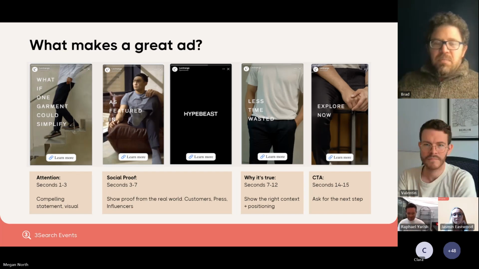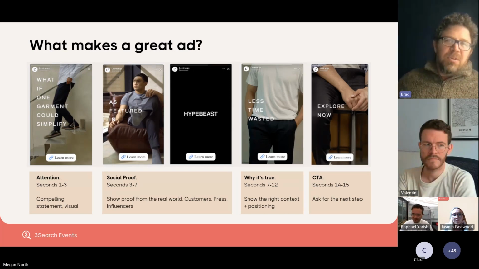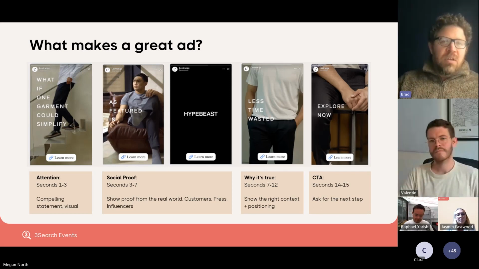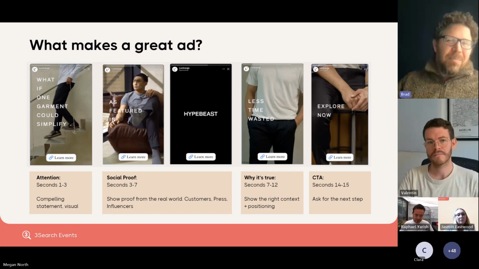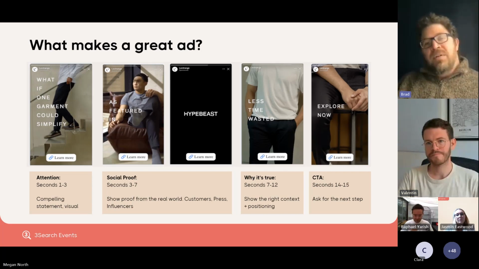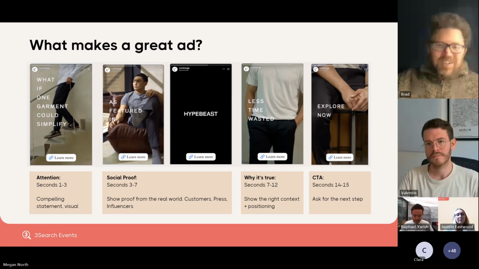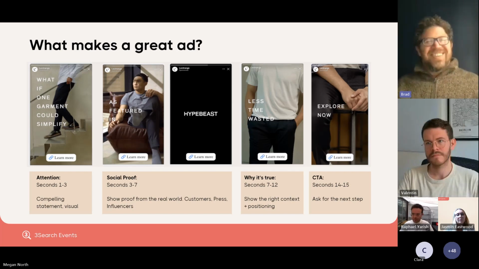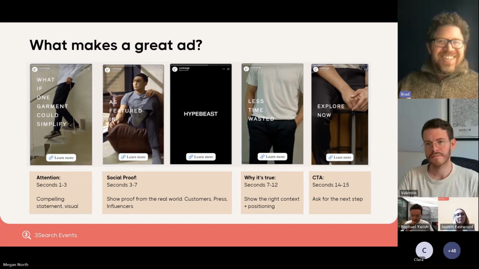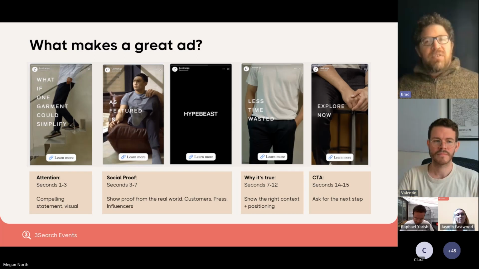If the brand supersedes the social proof in terms of trust and gravitas, I'd actually bring that in a lot earlier. This is Hypebeast talking, so I don't have to wait three to five seconds to find out that this is presented by Hypebeast. I think these sorts of things are important. I've also seen ads where you have a bookmarked CTA, so you tell people what you want them to do, coupled with the attention hook, and then reinforce that towards the end.